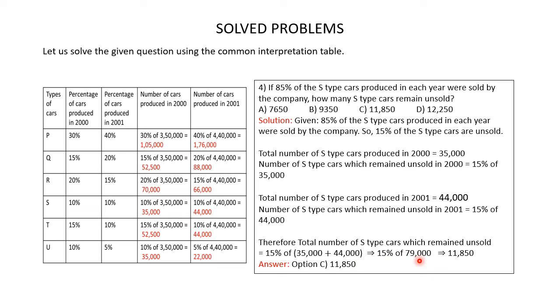On solving this, we get 11,850. So 11,850 S-type cars remained unsold. So the correct answer is option C, 11,850.